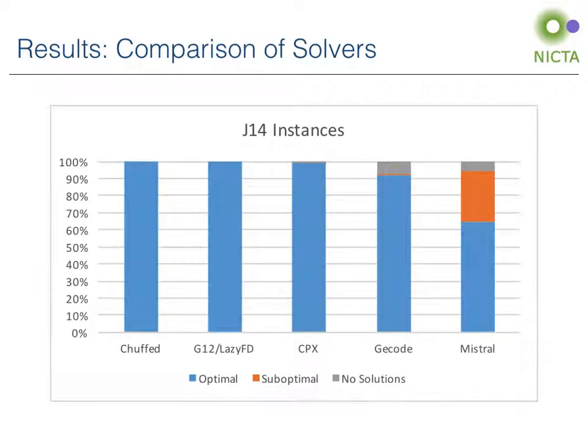For all benchmarks excluding the J30s, both Chuffed and LazyFD were the only solvers that were able to solve all instances to optimality. To give you an idea of how the different solvers performed on these instances, here are the results from the J14 instances using each solver's default search.